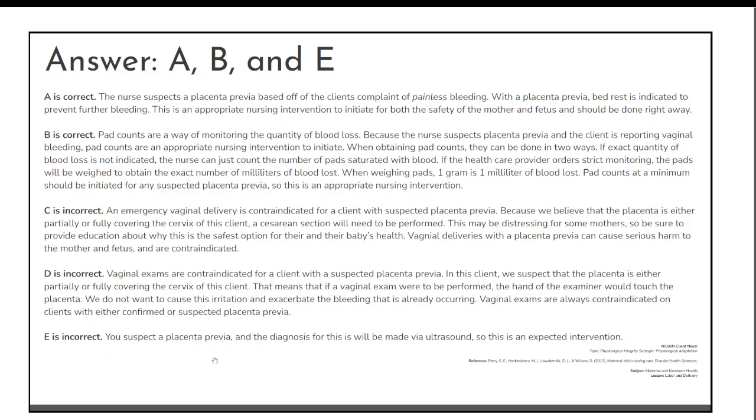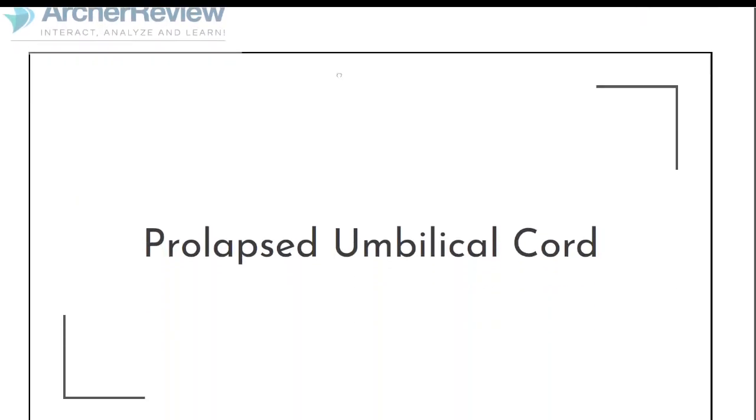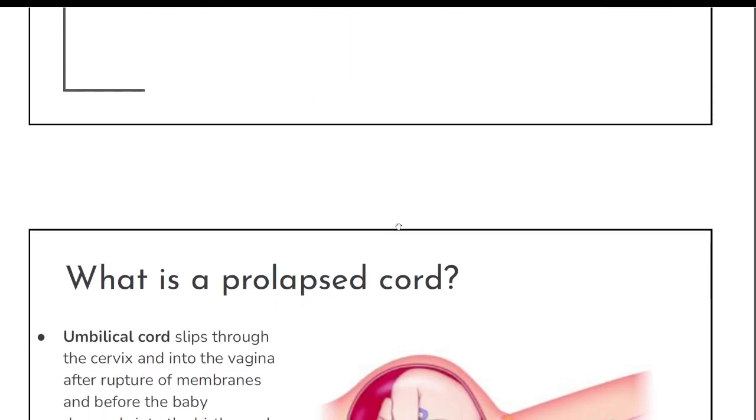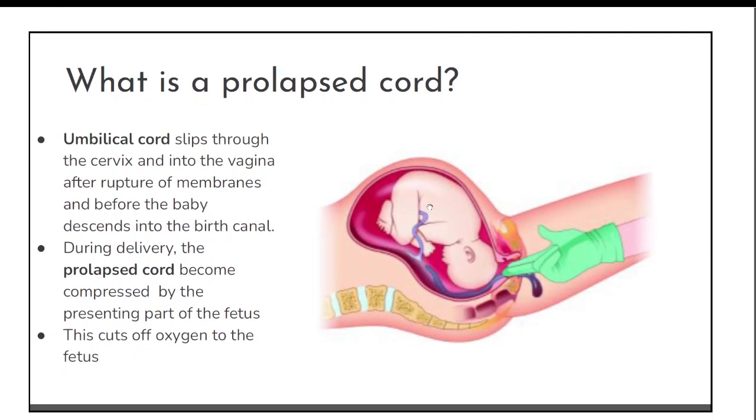Next emergency is a prolapsed umbilical cord. What this means is that before the client's amniotic sac has ruptured and we've had their water break, rupture of membranes, the umbilical cord actually slips through the cervix and into the vagina.